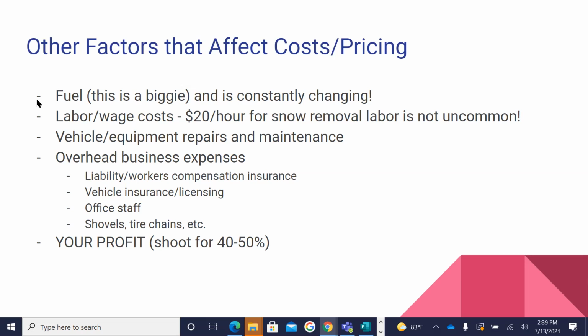And then, of course, the whole reason you're in this game is for profit. And what you should be shooting for, believe it or not, is a 40 to 50% profit margin, pretty much on everything, but definitely for your snow removal services, because it ultimately comes down to you need to be making some decent bucks, or all of the wear and tear on vehicles, personnel, et cetera, almost doesn't become worth it. And you're pretty much just spending a lot of time, energy, and expense for nothing. So you want it to be profitable.